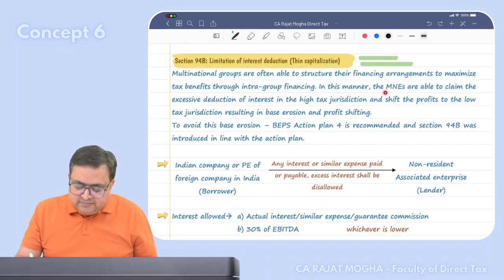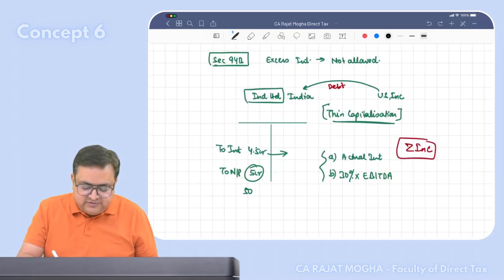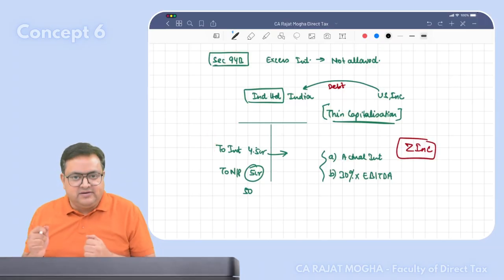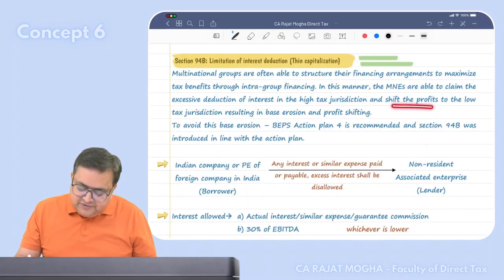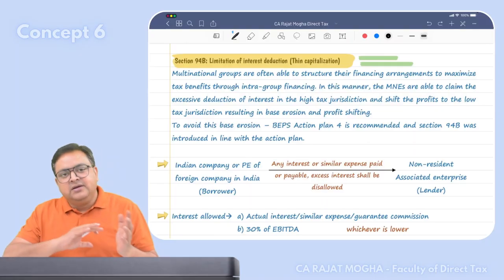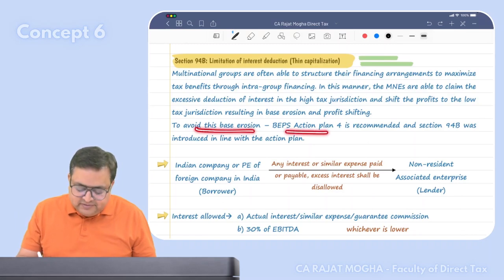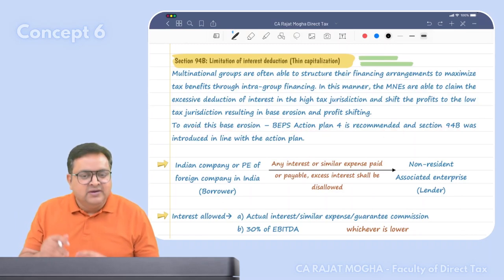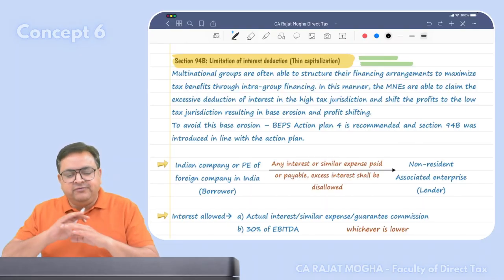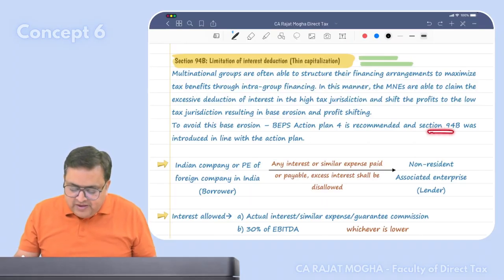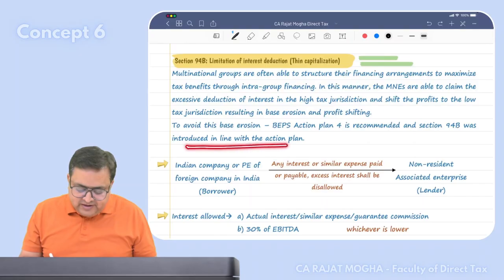In this manner, the multinational enterprises are able to claim excessive deduction of interest in the high tax jurisdiction. So let's say India is a high tax jurisdiction. What they were doing from India was paying more and more interest and shifting the profit to the low tax jurisdiction, resulting in base erosion and profit shifting. So from India, the profits were getting less and less. To avoid this base erosion, BEPS action plan number 4 recommended this, and because India is part of OECD, India used to incorporate whatever was happening into its own country law. So section 94B was introduced in line with the action plan.